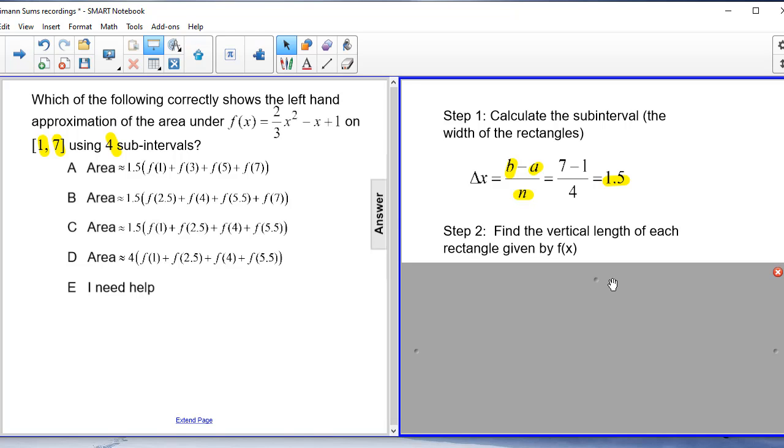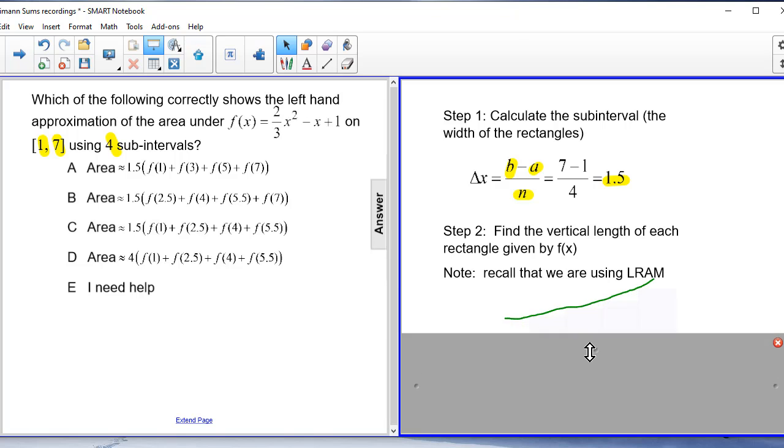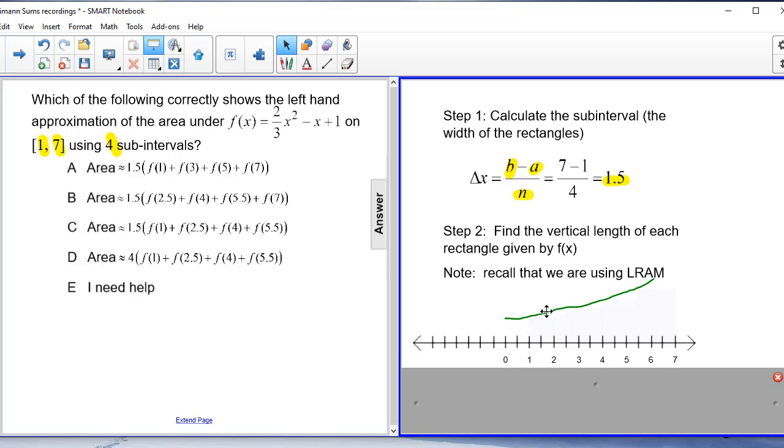Moving on to step 2. We want to find the vertical length of each rectangle given by f of x. First, we need to calculate our range. Let this green line signify the curve, and recall that we're going to use the left-handed rectangular approximation. We're going to add 1.5 to each value. Starting at 1, we add 1.5, and that takes us up to 2.5. Notice that the left corner of the rectangle is touching the curve.